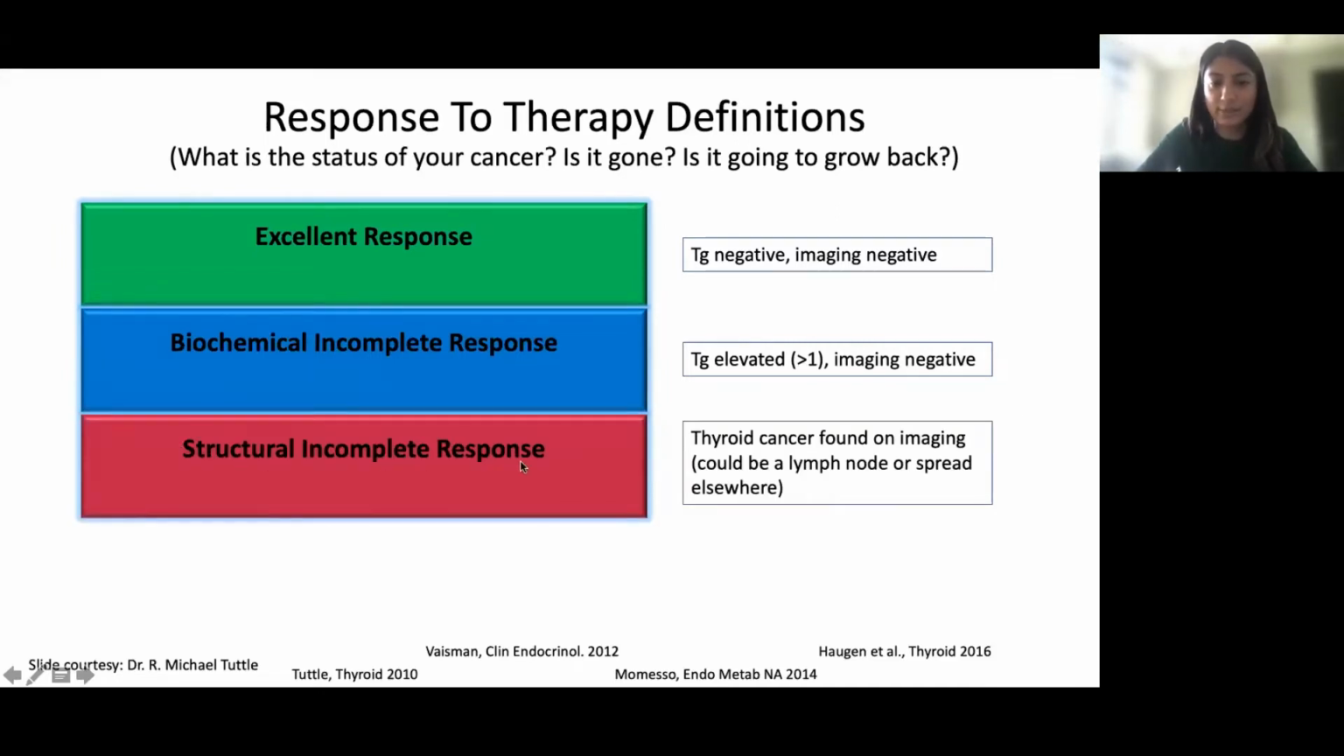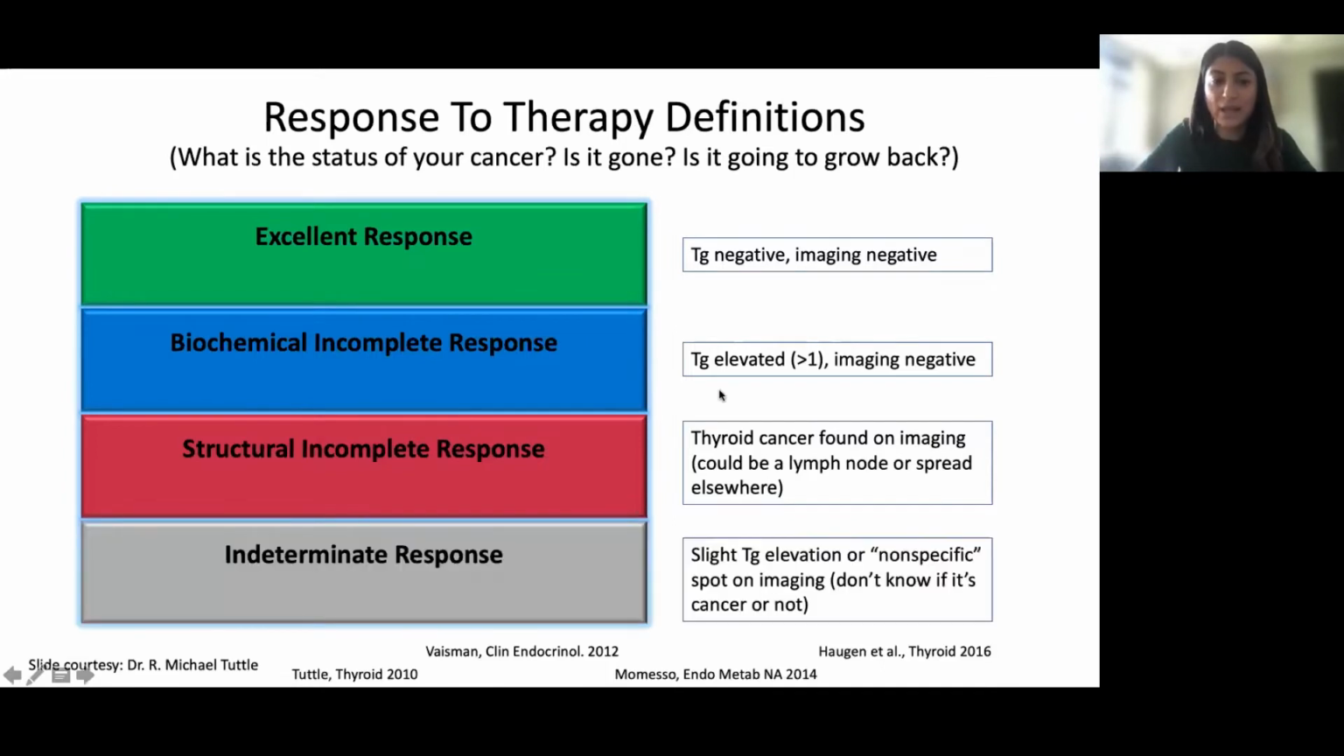Structural incomplete response really means that thyroid cancer has been found on imaging. It's a structural disease. I can see it, and it could be a lymph node or it could be elsewhere. And then there's this kind of wastebasket category, basically, which is indeterminate response, which really means there's either a slight elevation of thyroglobulin, but we don't know what to make of it, or there's something really non-specific on the imaging, just a little glob of tissue, but again, we don't know if it's cancer or if it's not cancer.